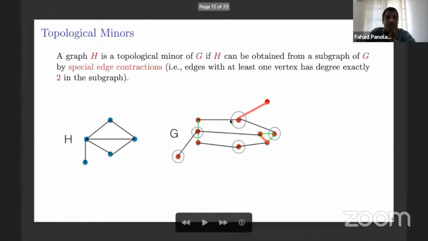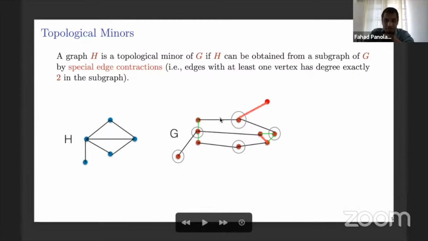And now I will define something called a topological minor. A graph H is a topological minor of G if H is obtained from a subgraph of G by special edge contraction. We don't allow all types of edge contraction, but some special edge contraction. What is the speciality of this edge contraction? At least one endpoint of the edge you are contracting should have degree exactly 2. Then only will you be able to contract it.